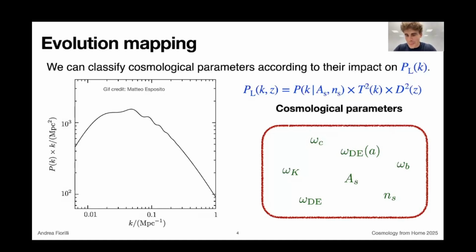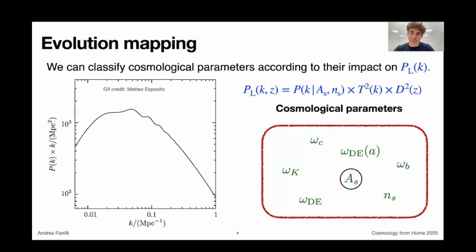evolution mapping. It is a way of splitting the cosmological parameter space in two different sets of parameters based on what effect they have on the linear matter power spectrum. So you have a linear matter power spectrum of a reference cosmology in the plot on the left, and we can see that if we vary a parameter like AS, we rescale its amplitude. We just bring it up or down depending on how we vary it.